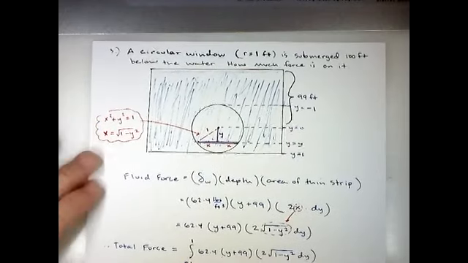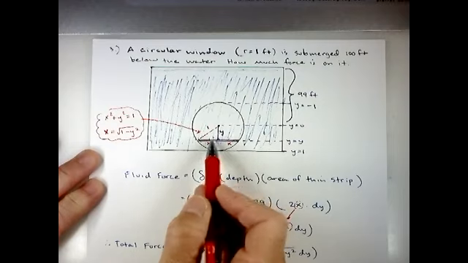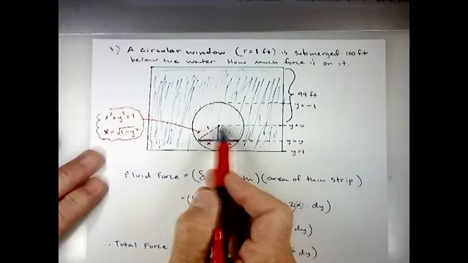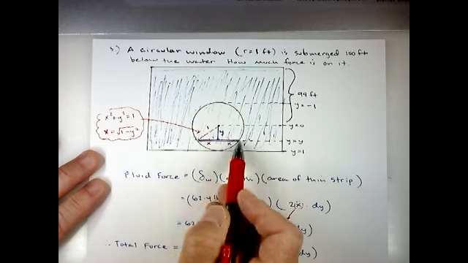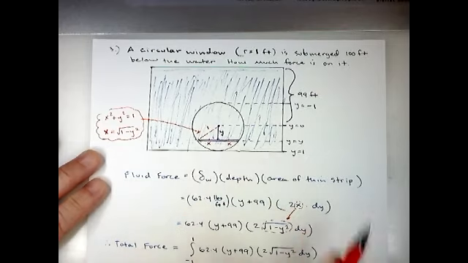Okay, so we draw a nice picture. As we've seen with some work problems, it's nice if you have circles to let y equals 0 correspond to the center of the circle. And I'm going to measure y downward to this thin horizontal strip that's at the same depth here.